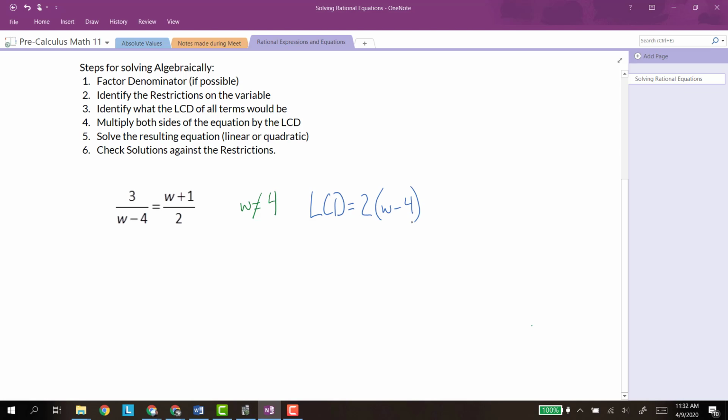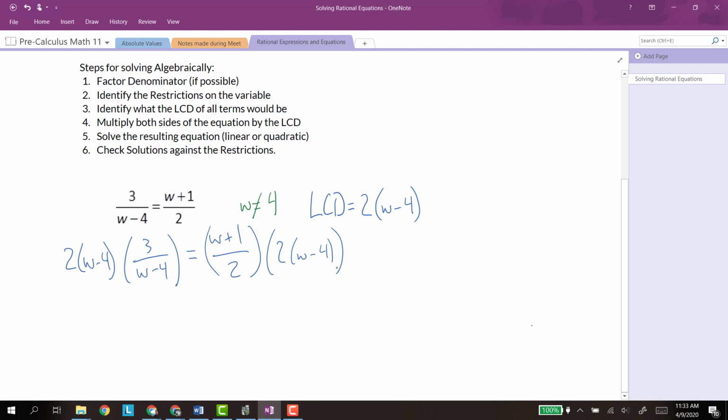Now that we have the LCD, we just go ahead and we multiply the entire equation, both sides, by the LCD. So this looks like 2 times w minus 4 times 3 over w minus 4 equal to w plus 1 over 2, also multiplying the LCD, which is 2 times w minus 4. And so we have this multiplication here.